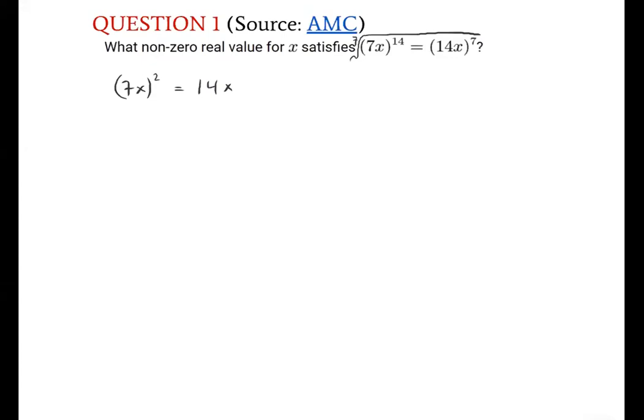And then we can divide both sides by 7x to get 7x is equal to 2. And then you can just solve for x, and you'll get 2 over 7.